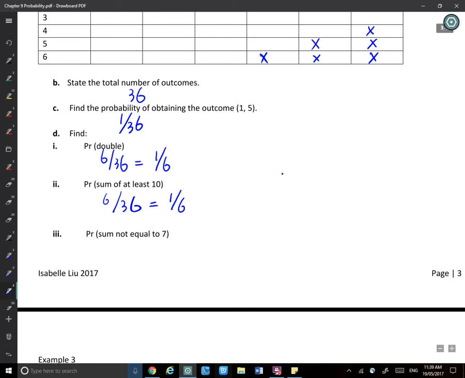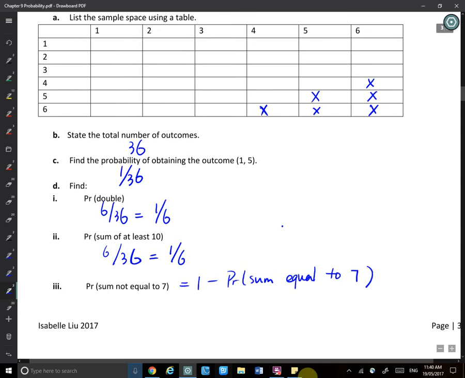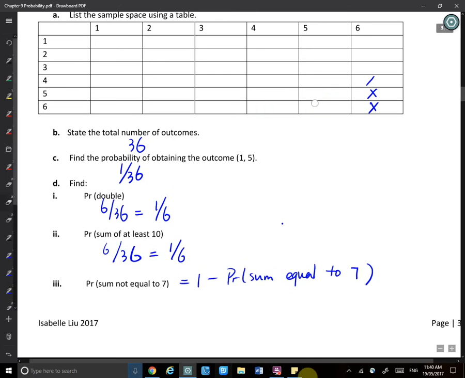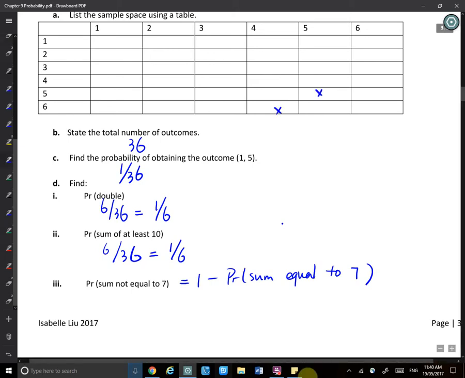Okay, the last one, the sum is not equal to 7. Would you count the sum not equal to 7? What you count is the sum equal to 7. So that equals 1 minus the probability the sum equals 7. Well, whose sum equals 7? I'll still write this cross here. I'll use another color. Let's use the red.